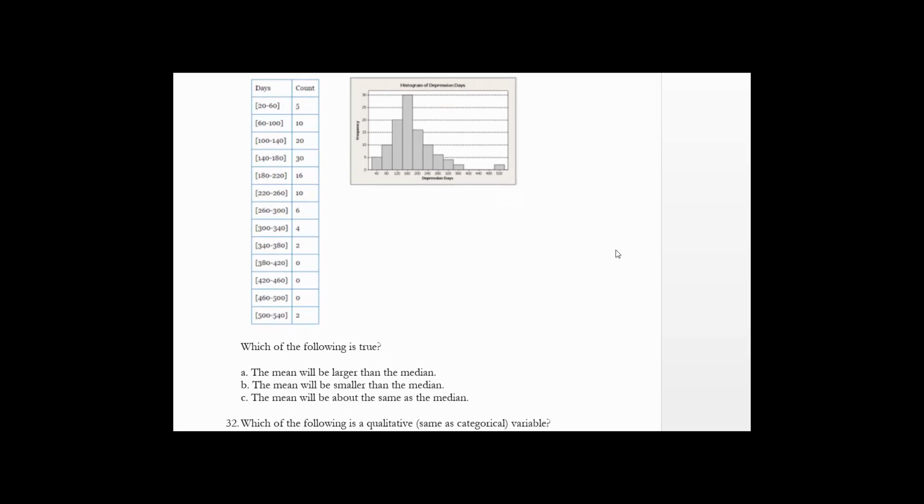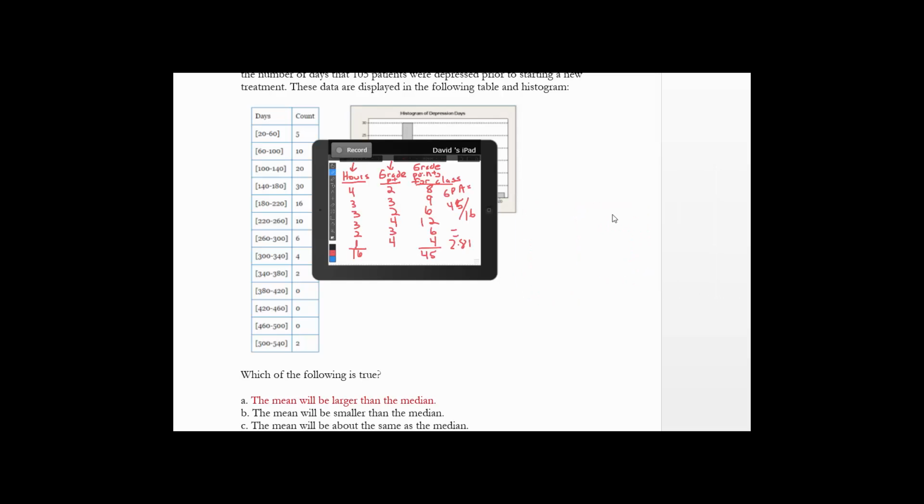And the next one here, we have a bunch of stuff it's talking about there, but the question is just looking at the data and the graph here, which of the following is true? And because of this outlier, it's going to pull the mean out away from the data set, so the median is still going to remain in the middle. So the mean will be larger than the median.